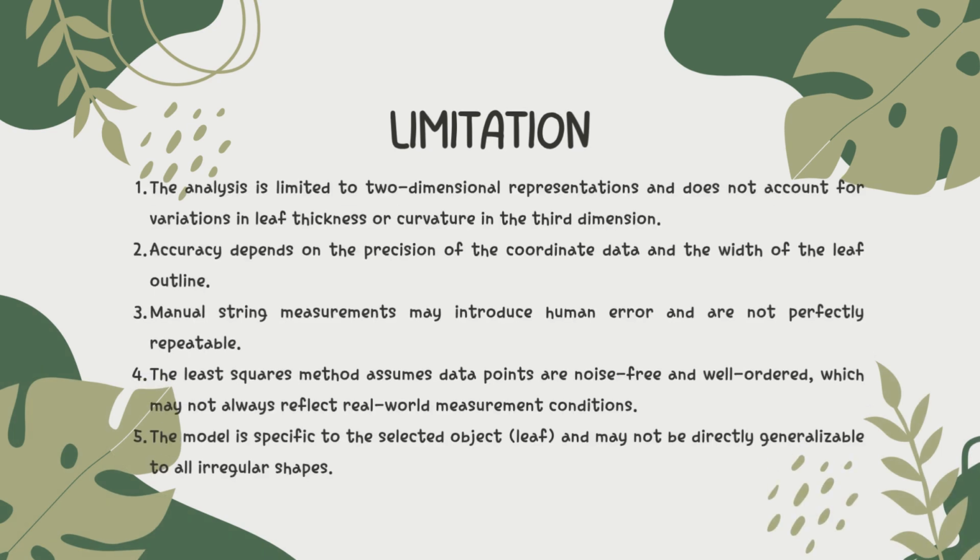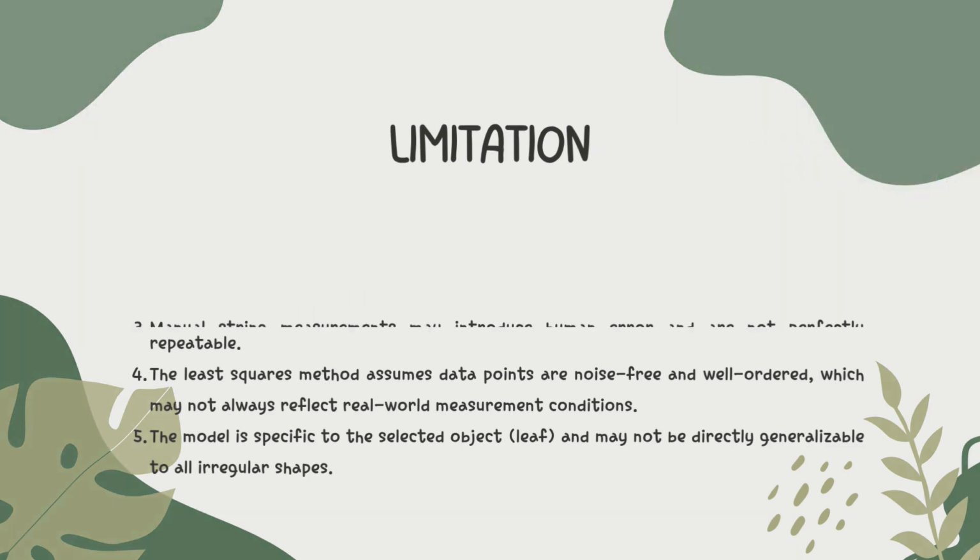First, the analysis is limited to two-dimensional representations and does not account for variations of the leaf thickness or curvature in the third dimension. Accuracy depends on the precision of the coordinate data and the width of the leaf outline. Manual string measurement may introduce human error or may not be perfectly repeatable. The least squares method assumes data points are noise-free and well-ordered, which may not always reflect real-world measurement conditions. The model is specific to the selected object, which is a leaf, and may not be directly generalizable to irregular shapes.